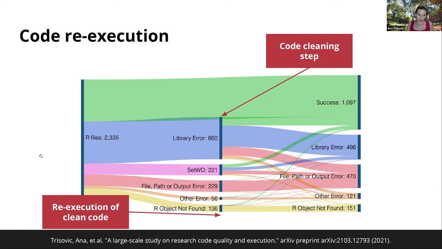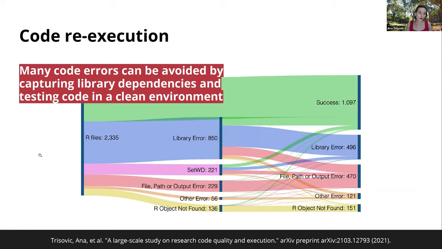And in the second phase, after the second re-execution, we see a substantial improvement and that many of the errors were reduced. However, library errors were still present, and file path errors and missing files were also dominant. So we can conclude that many code errors can be avoided by capturing library dependencies and, of course, testing code in a clean environment.